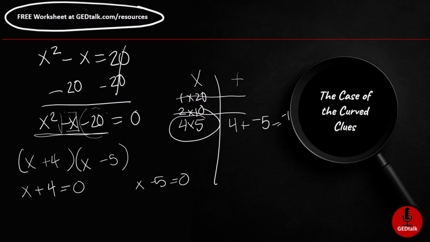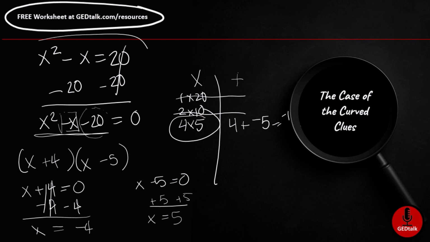We're almost there, complete it. So minus 4 on the left to cancel itself out, minus 4 on the right. I have x equals -4, add 5 on both sides, and I have x equals 5. So the solution for this equation that they gave us up here is x equals -4 and x equals 5.